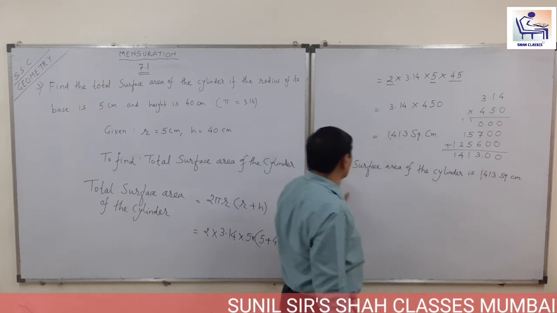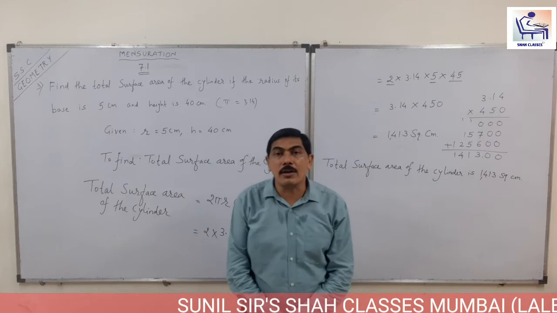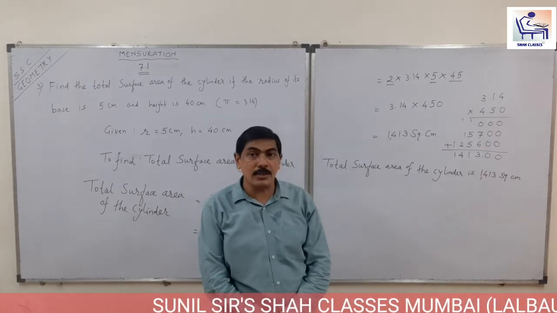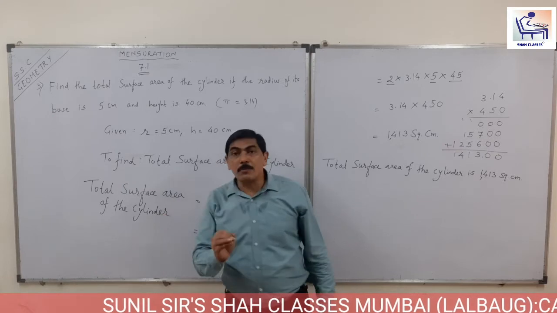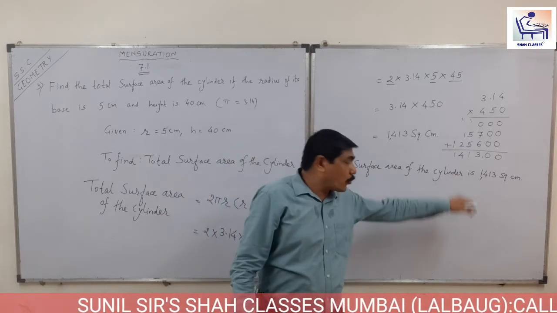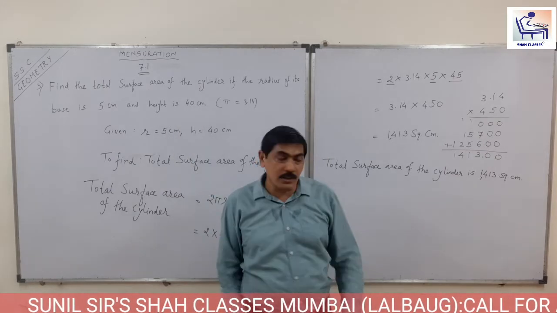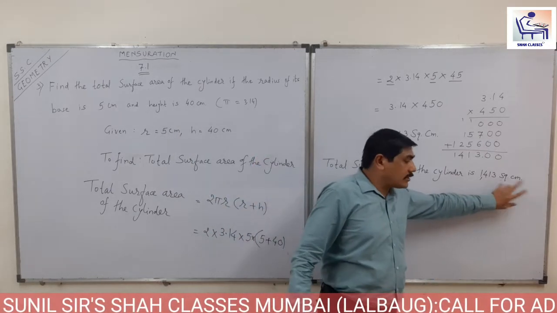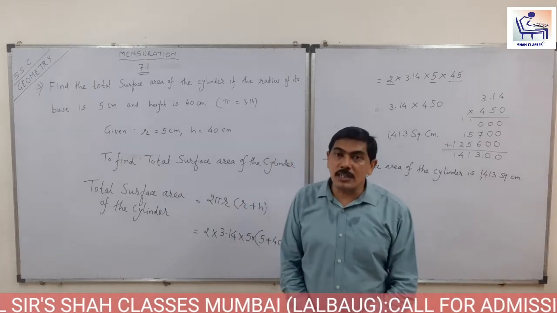So your final answer is total surface area of the cylinder is 1413 square centimeter. This is area. Please remember area में हम लोग वर्ड क्या यूज करते हैं फाइनल आंसर में स्क्वायर. Okay, meter, centimeter, whatever it is given. In this sum, centimeter is given. So we apply square centimeter. Okay, so now we will move towards the fourth sum.